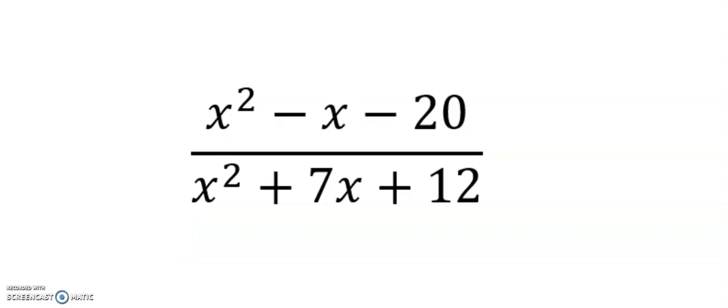So what we want to do instead is factor. Because remember, as we saw in the first video, the only way we can cancel things when we have rational expressions is if everything is a factor of the numerator and the denominator. Then we can cancel that factor. So we need to factor the numerator and denominator.